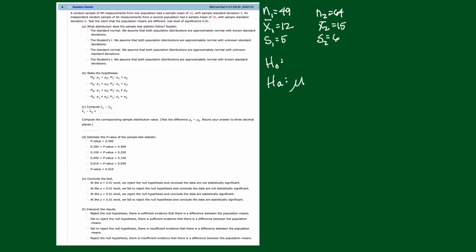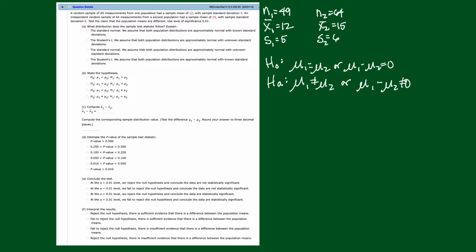So I could say this. I could say mu1 not equal to mu2, or I could say that mu1 minus mu2 not equal to 0, right? This one says that directly that the first mean is not equal to the second one. This one says that the difference is not 0, right? It's a non-zero difference, which means that they are different. H naught states that mu1 is equal to mu2, or if you like, mu1 minus mu2 is 0.